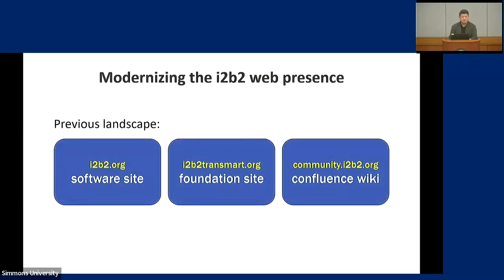So the previous landscape, as many of you know, we had an i2b2.org web page that was kind of the original website for i2b2. It had the software and a lot of other things that were very outdated. We also maintain i2b2transmart.org, which is the foundation website, and then the community wiki, which we host on community.i2b2.org.